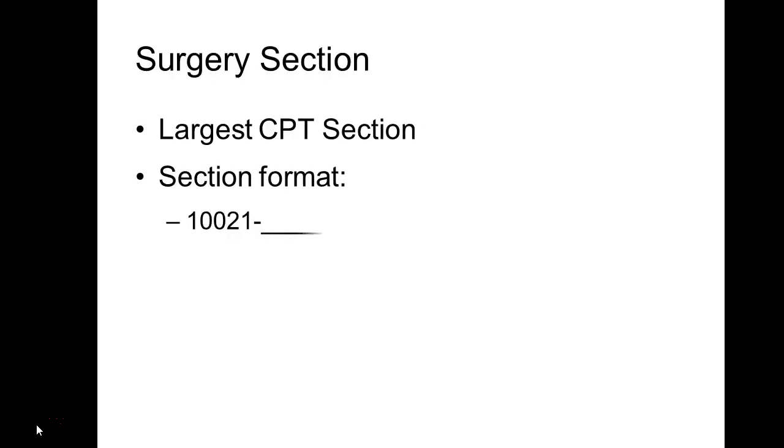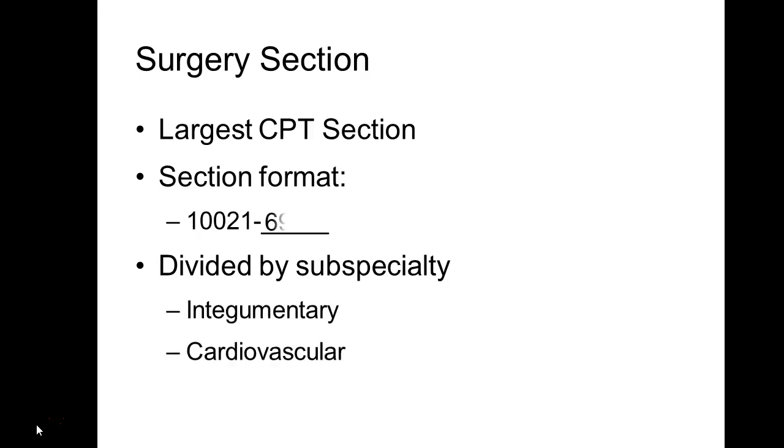So the first thing is surgery is the largest section. You can tell by the book, if you just pick up the surgery section, that it is larger than the rest of the book because it goes from code 10021 to 69990. We start with a general fine needle aspiration and we end with an operating microscope. And every body system and possible surgery that we do is in there.